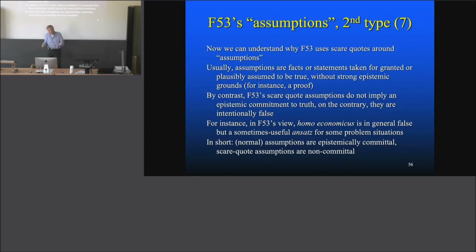Now, in very short, you can put it this way. Normal assumptions are epistemically committal. Scare quotes assumptions are non-committal, right? Normally if you say, my assumption is this and that, then you implicitly say, yeah, I believe this is true. But Friedman's assumptions don't have this property. On the contrary, he knows that they are false, right? But he uses them. So he doesn't have a term for that, and then he uses assumptions with scare quotes, but never explains really what he means, unfortunately.